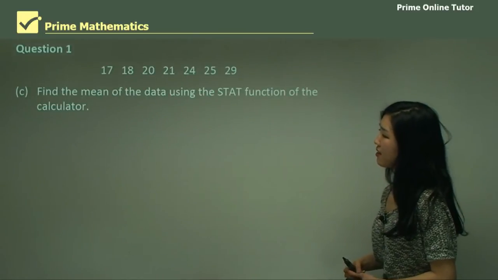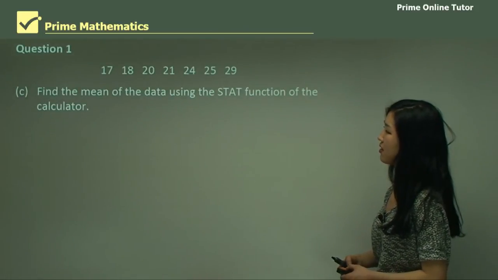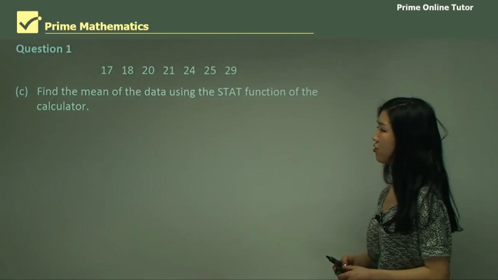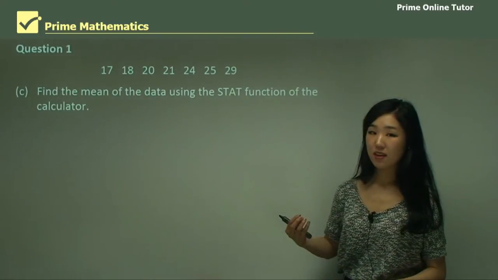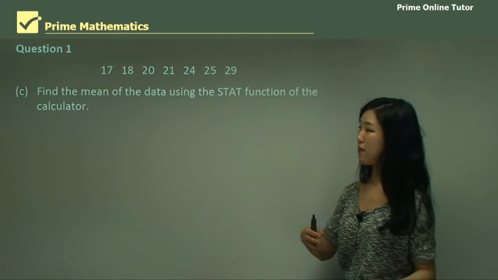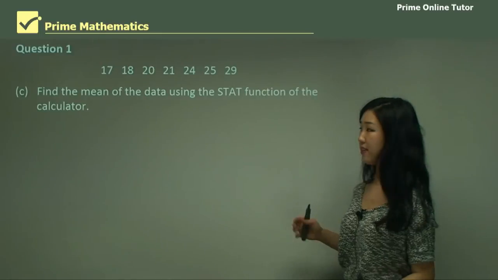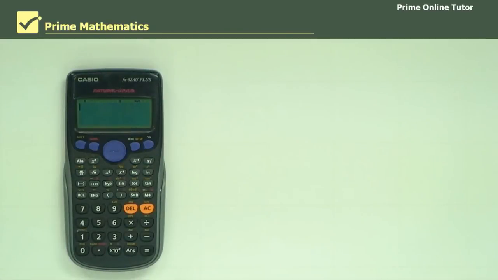Now C says find the mean of this data using the stat function of the calculator. So in this section I'm going to show you how to find the mean, the same mean that we had in part A, but I'm going to show you how to get that with your calculator, so watch carefully. I'm going to show you how to find the mean and standard deviation by using the stat function in the calculator. So watch carefully and follow the steps and try to remember them as we go.